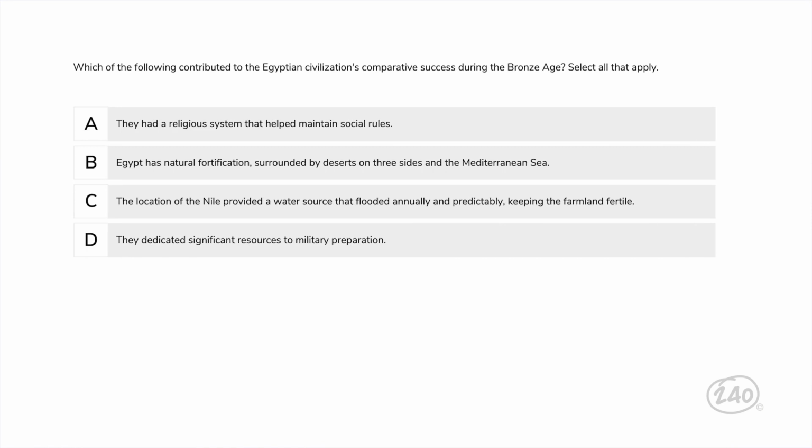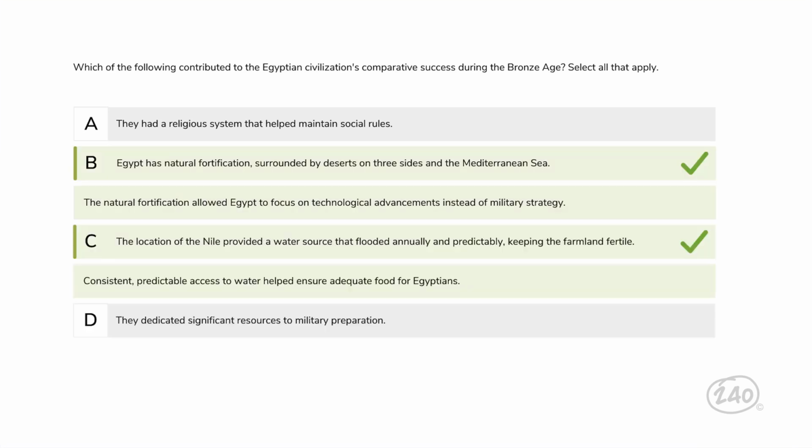All right, let's see a question on world history. We touched on ancient Rome before, but how about ancient Egypt? Which of the following contributed to the Egyptian civilization's comparative success during the Bronze Age? Select all that apply. Our two correct choices here are B and C.